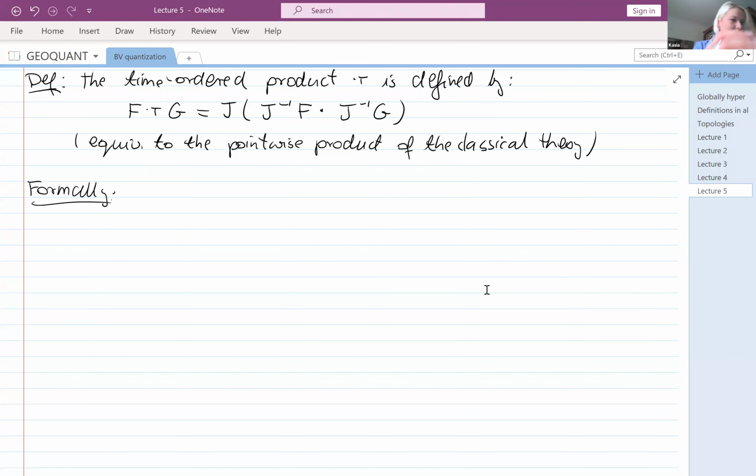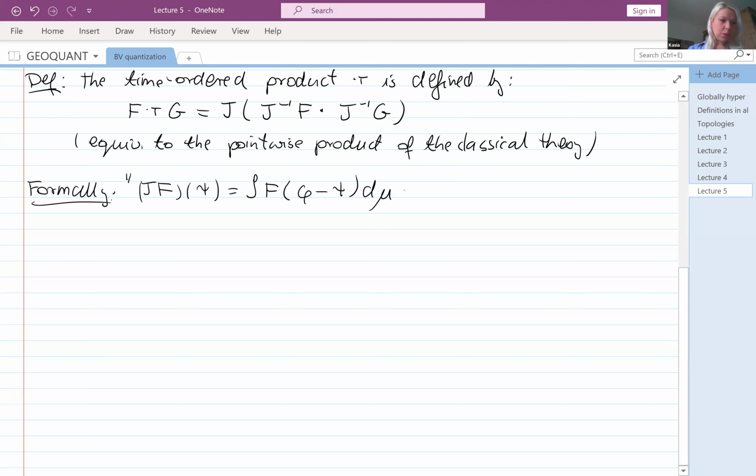Okay. So formally, T F of psi, this is formal, so I'm writing it in quotation marks, is the same as the convolution of F(psi minus phi) d mu, with a measure which is a Gaussian measure with covariance given by this Feynman propagator.